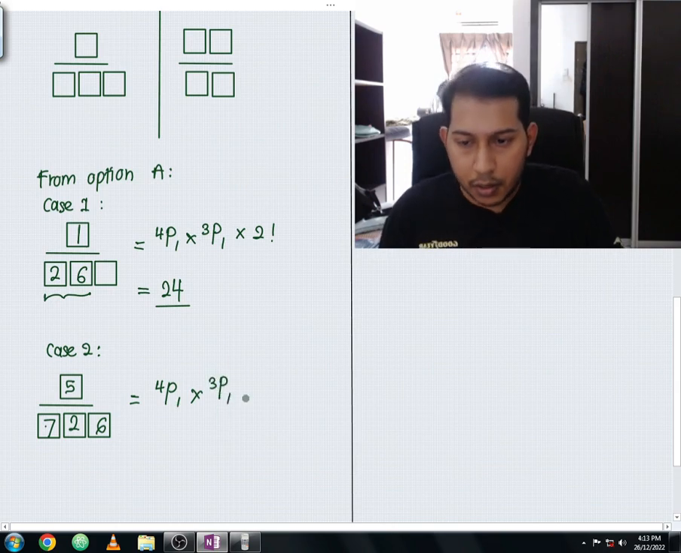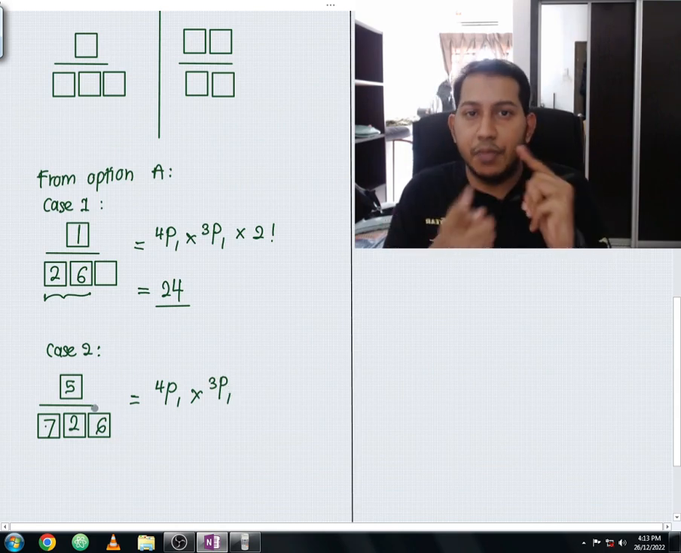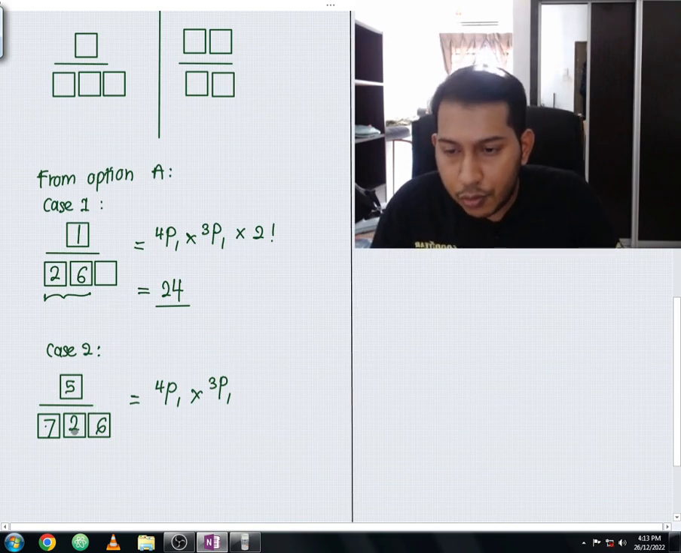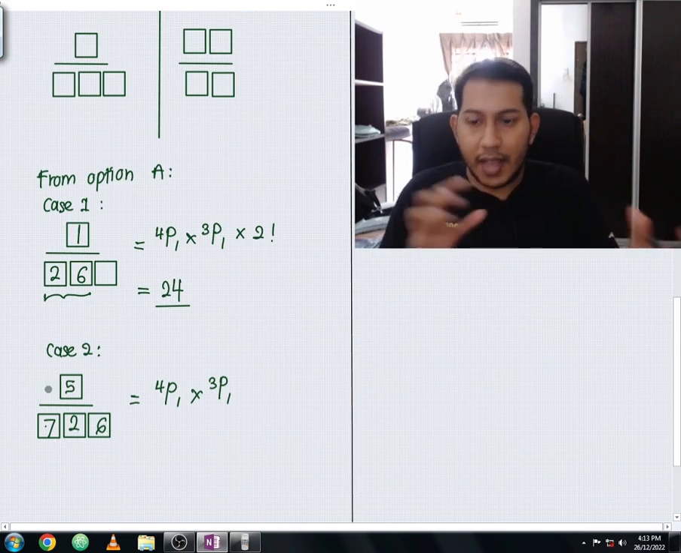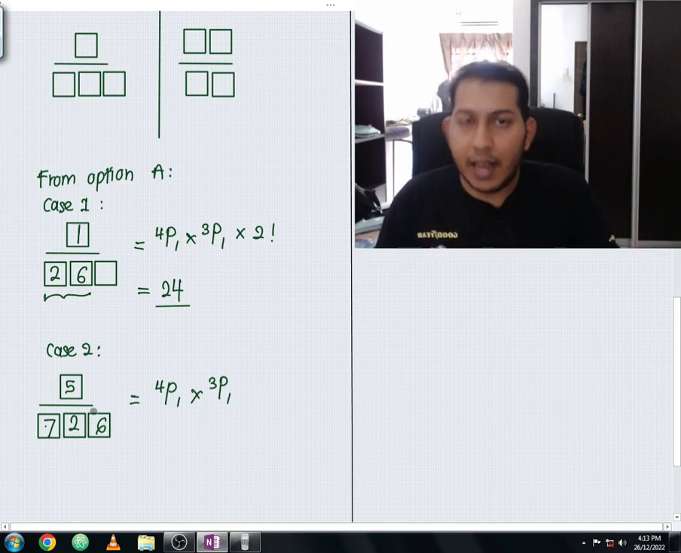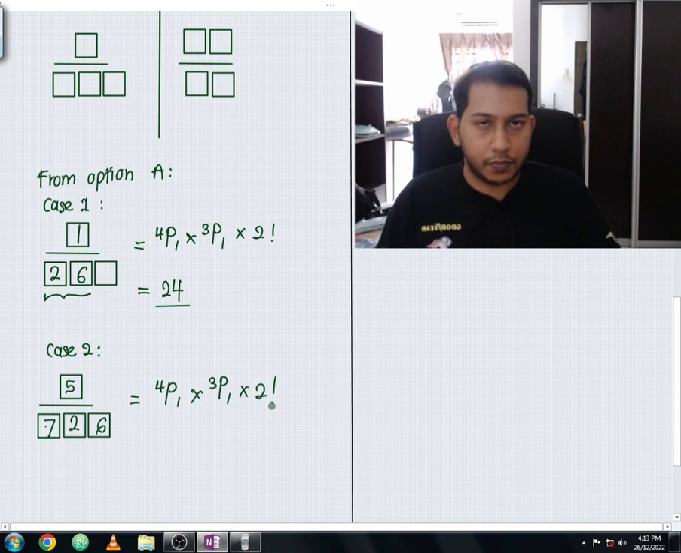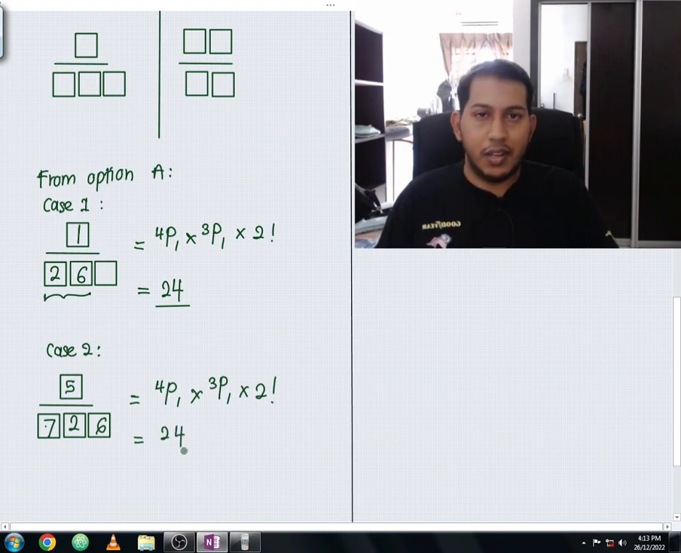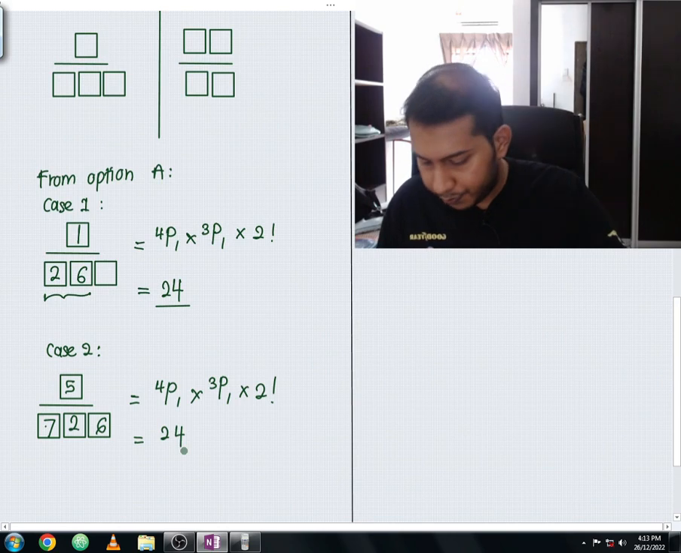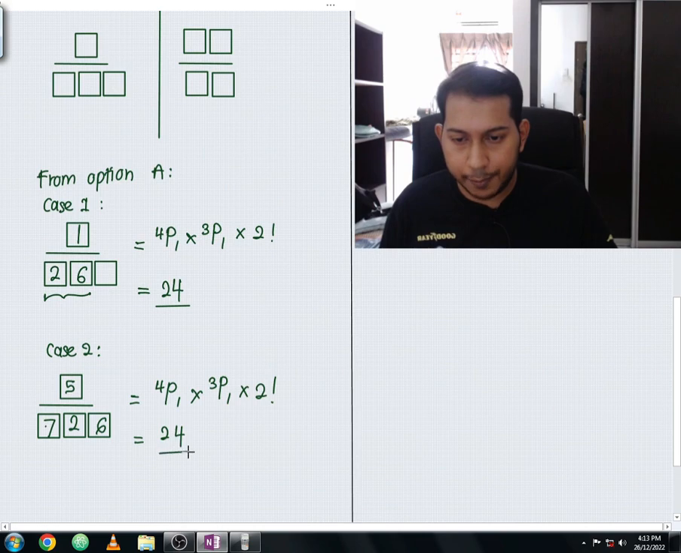And remember these 2 and 6 within themselves can permutate each other. You can have your 2 in the middle and 2 at the back as well. You can have 26 and 62. There are possibilities, right? And that's why you have here times 2 factorial. So basically it's just the same as case 1 and case 2. From here you get 24 arrangements for case 1 and case 2. So this is from option A, guys. Option A is very straightforward.